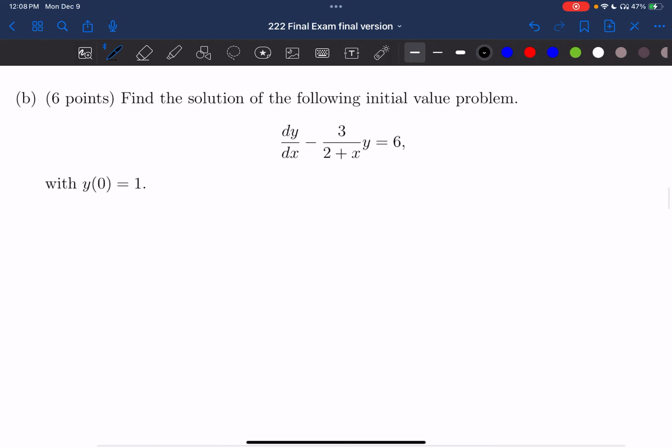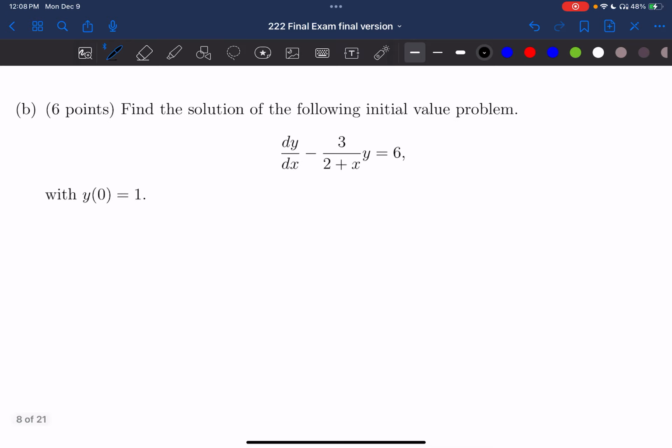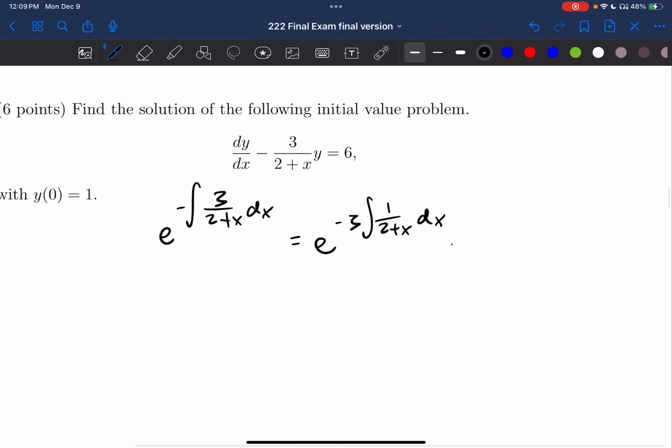Find the solution to the following initial value problem. So we just did a separable, so most likely we're going to have a linear, and in this case we do have a linear. This is pretty basic, we don't have to do any manipulations. We can immediately see this is the integrating factor. So basically it'll be e to the negative 3 divided by 2 plus x dx. This will be equal to e to the negative 3 integral of 1 over 2 plus x dx, which would be equal to e to the negative 3 ln absolute value of 2 plus x.